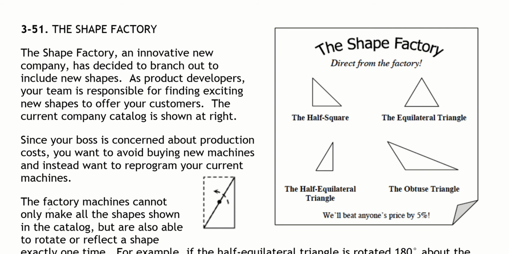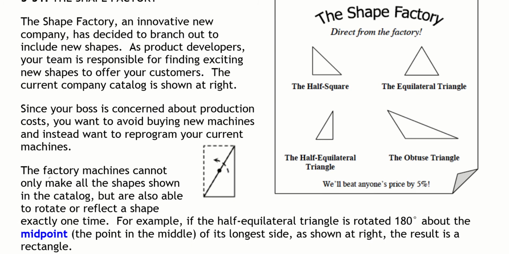That's all we have. We have a half square, an equilateral triangle, the half equilateral triangle, and an obtuse triangle. Since your boss is concerned about production cost, you want to avoid buying new machines and instead want to reprogram your current machines. The factory machines can not only make all the shapes shown in this catalog, but they're also able to rotate or reflect the shape exactly one time.